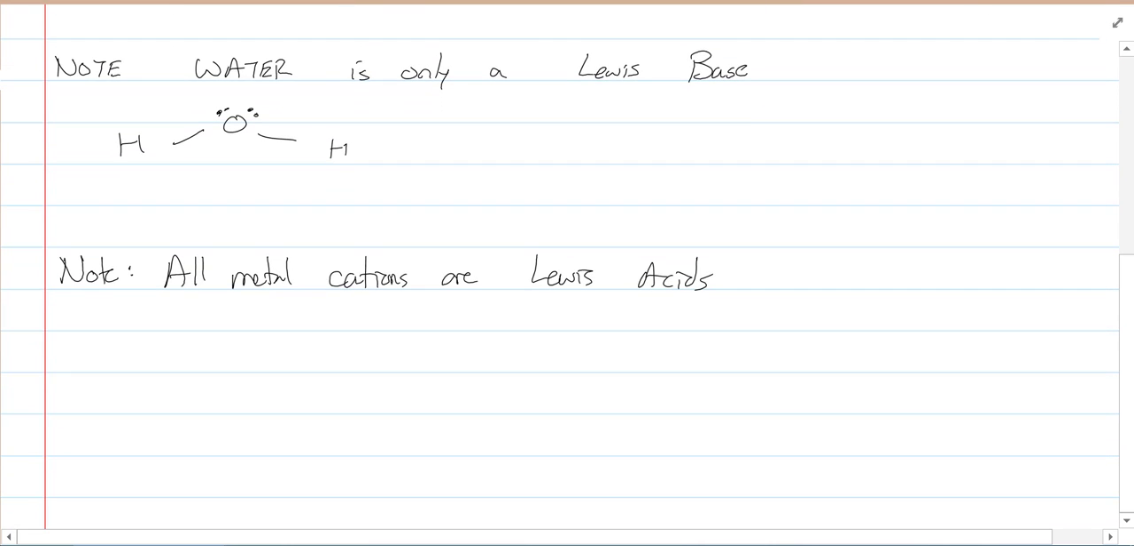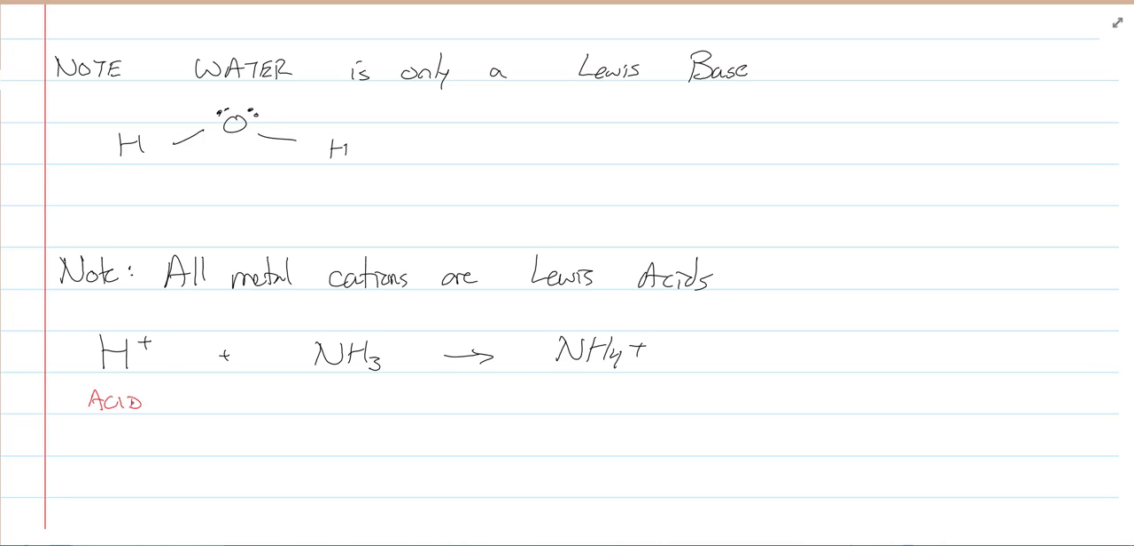So let's go really simple. H plus plus NH3 going to NH4 plus. Well, H plus is still going to be an acid. In fact, H plus cannot be a base. It cannot donate an electron pair because it has no electrons to donate.